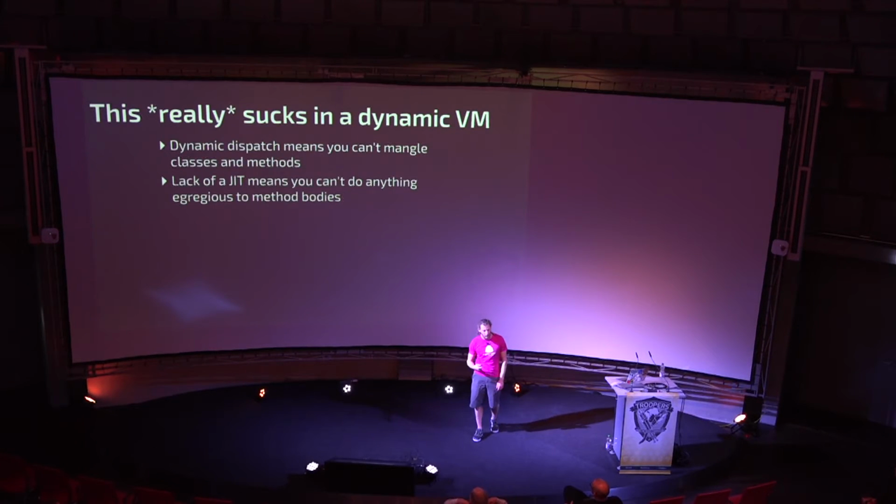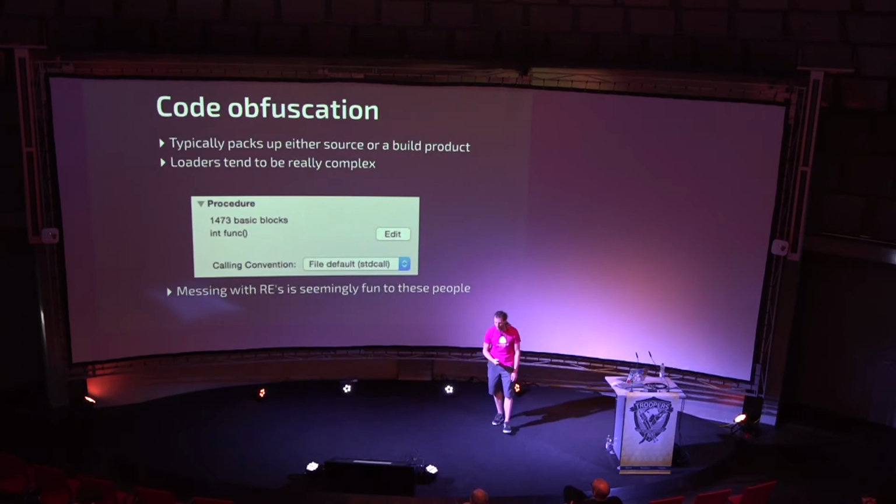And finally, because Ruby doesn't have a coherent JIT, you can't do egregious things to the function bodies because they'd be really, really slow. In the presence of a just-in-time compiler, you could undo that damage at runtime. But as it stands, that's not really possible.